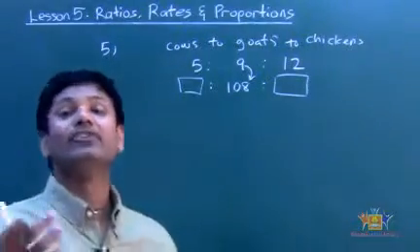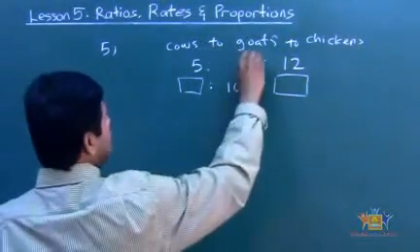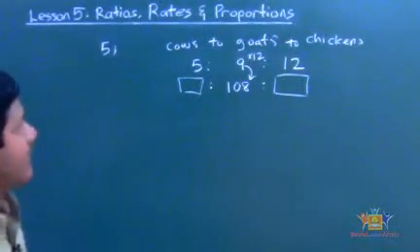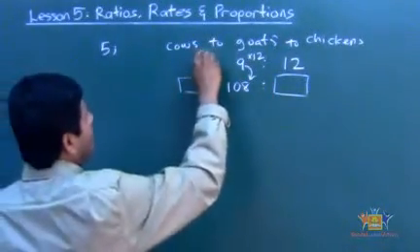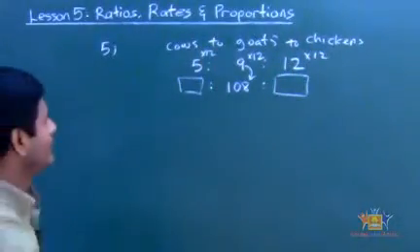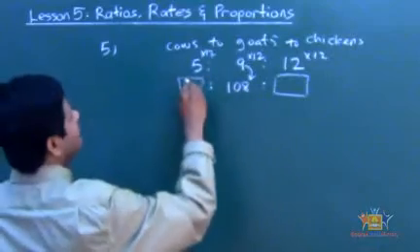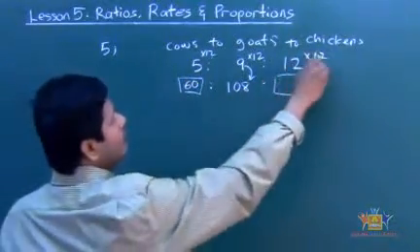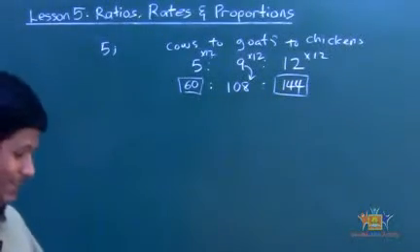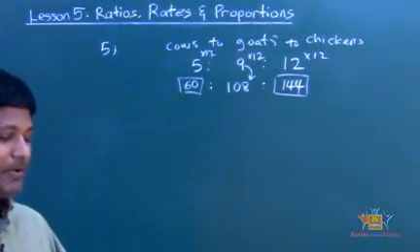108 divided by 9 is 12. In other words, I'm multiplying 9 by 12. If I multiply 9 by 12, I also have to multiply 5 by 12 and 12 by 12. See that? So 5 times 12 is, very good, 60. 12 times 12 is 144. So that should answer our question A, the number of cows.